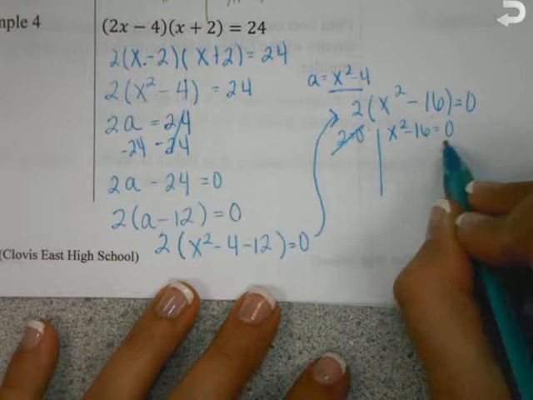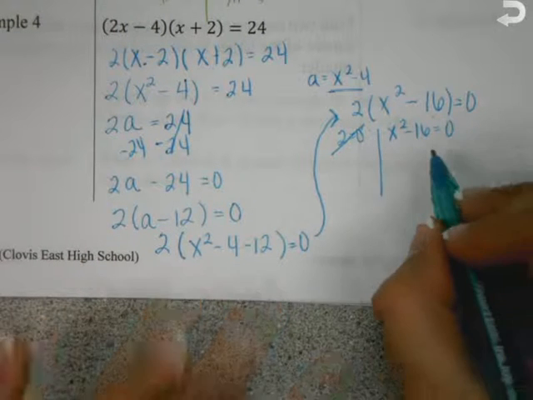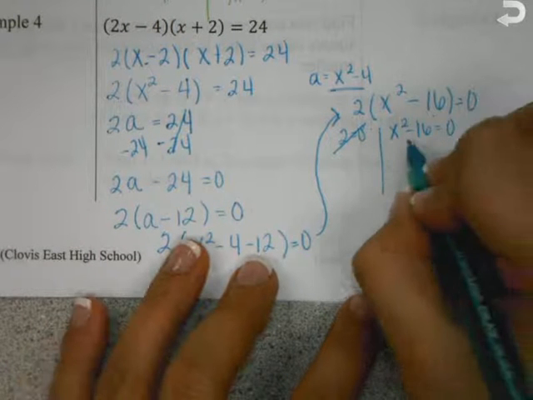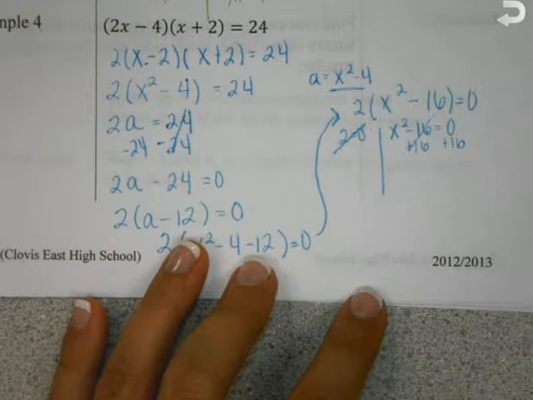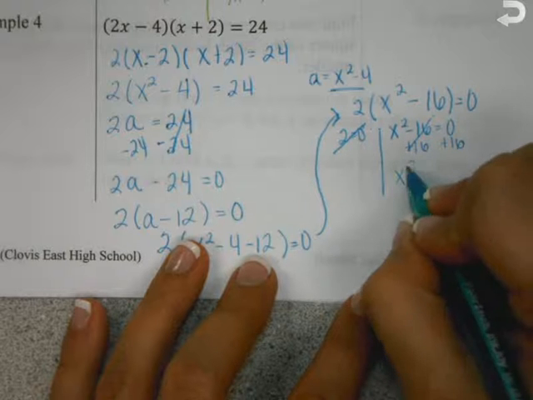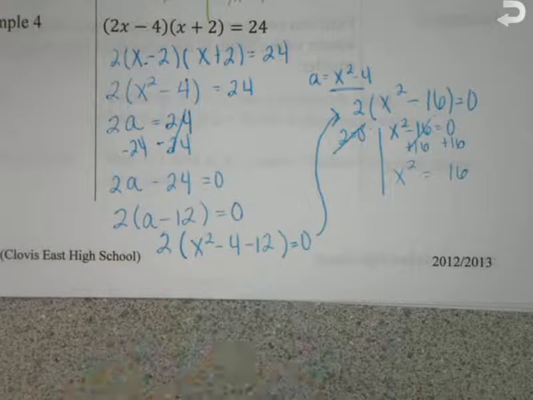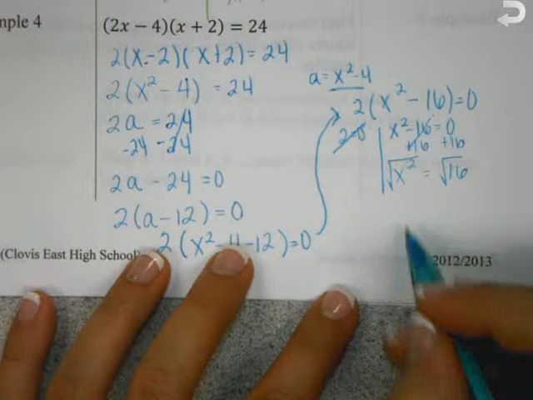We can't square root yet because we still have that minus 16. So we add 16 to both sides first. So that gives me x squared equals positive 16. Now what would I do? Now you can take the square root. Square root of x squared is x. What's the square root of 16? 4.